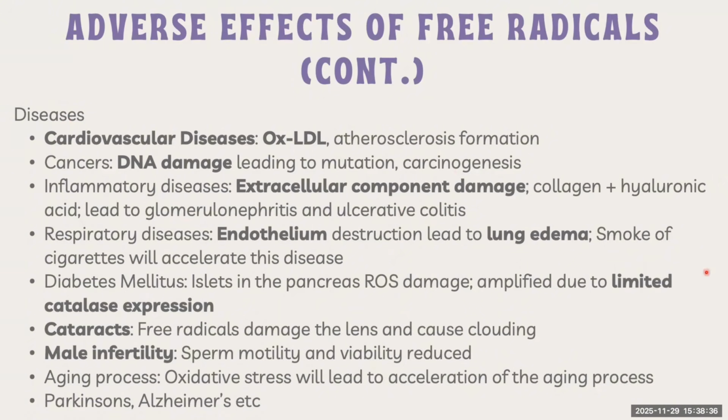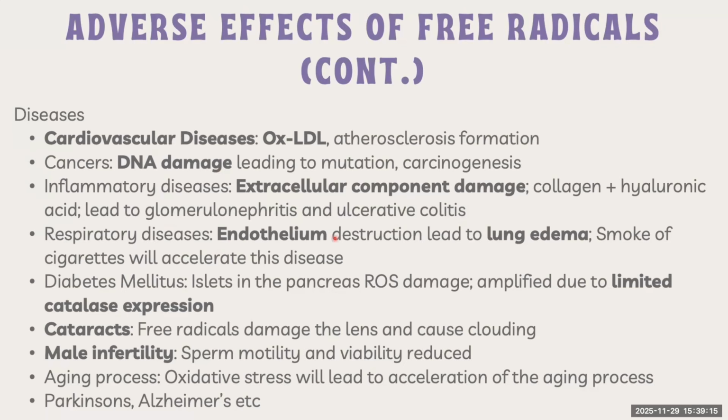Next, we have cancers. Free radicals can cause damage to your DNA. This will lead to, as we said, strand breaks and base modification. And this type of damage will increase the risk of mutations, cytotoxicity, and lead to cancer eventually. Then we have inflammation. Free radicals can go and damage the extracellular components in your tissues and different organs. What this basically will lead to is glomerulonephritis and ulcerative colitis. Glomerulonephritis is basically the inflammation of your glomeruli in your kidneys. And ulcerative colitis, on the other hand, is basically the inflammation and ulcers in your colon and rectum, okay?